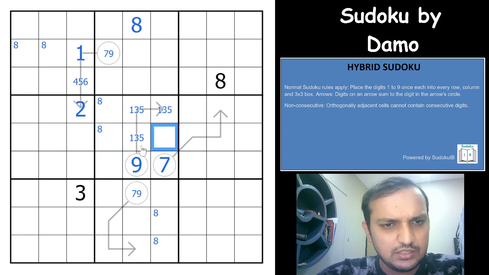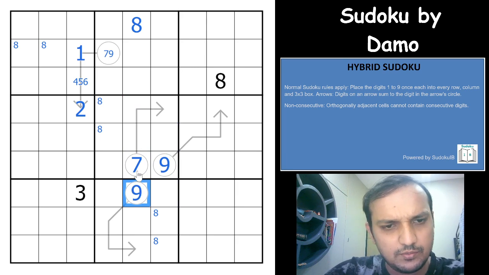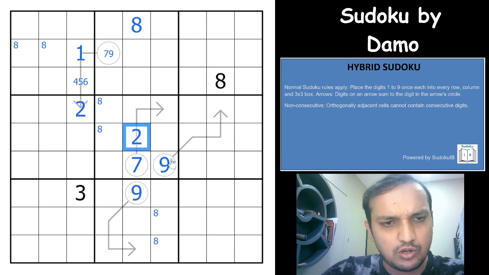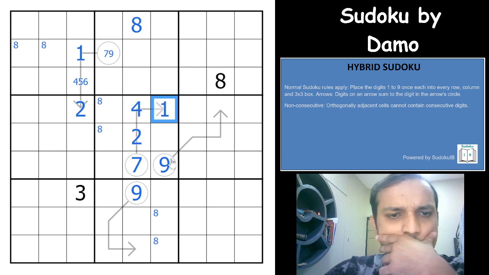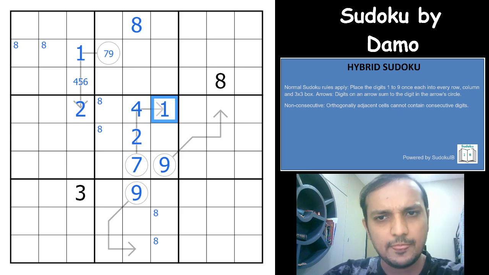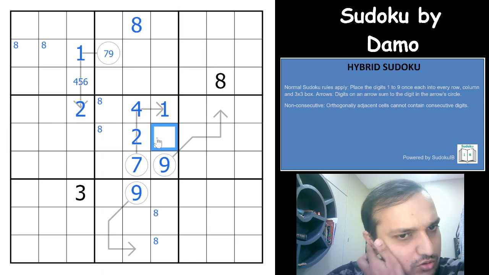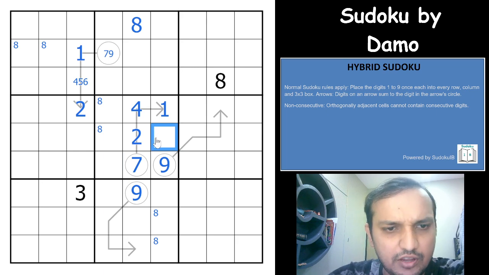So which means this cell cannot be a 9. This would have to be a 7. That is 1, 2, 4 now. 2, 4 and a 1. Seems to be a really nice one. Not an easy one, I would say. But 6 cannot be here. 3, 6 and a 5.